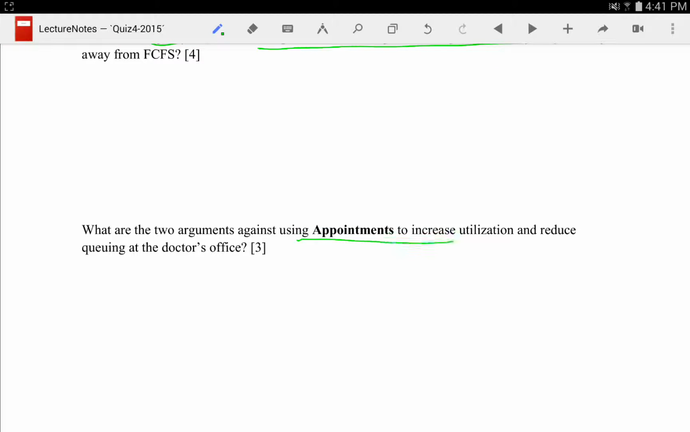What is the argument against appointments? People sometimes don't show up, and it really doesn't solve the right problem. It's one of the 2 bigger problems. All right.